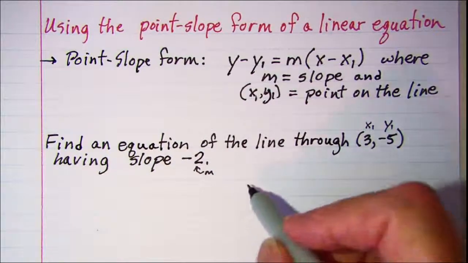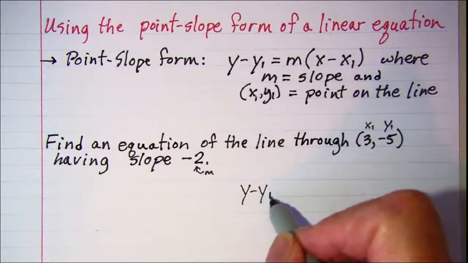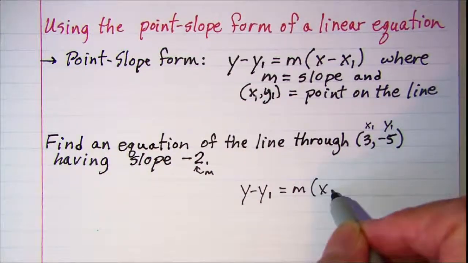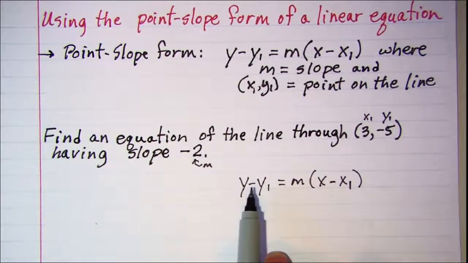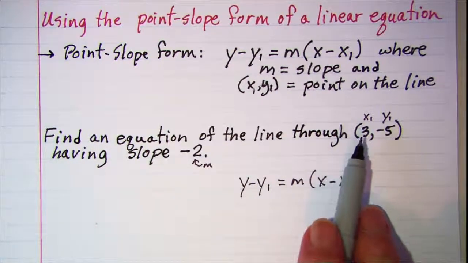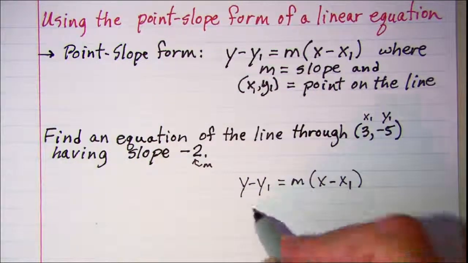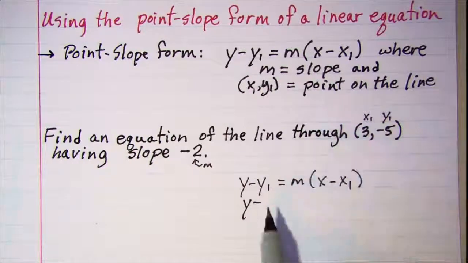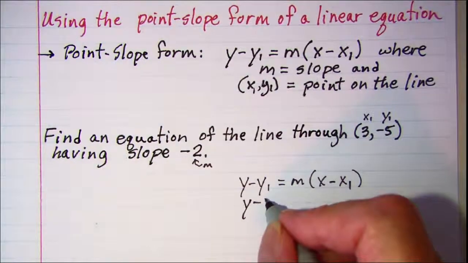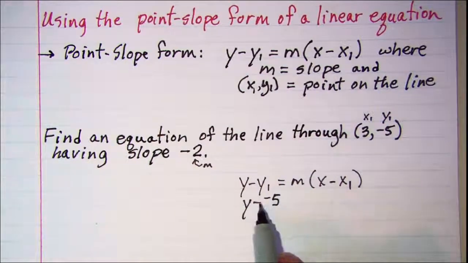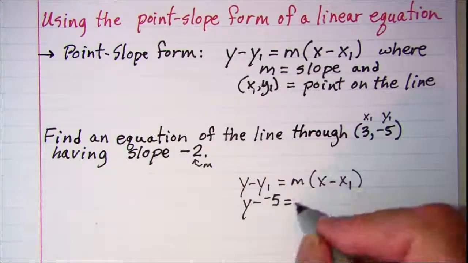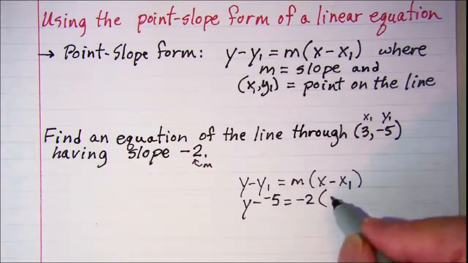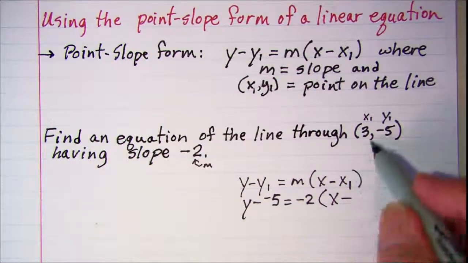So our point-slope form, again, is y minus y1 equals m times x minus x1. And all we need to do now is sub in values for each of these variables that are given. So let's write here from the left. We have y minus, and then y1 is -5. Be sure to put the subtraction sign and the sign on the number, -5, equals, and then my m is -2 times the quantity x minus, and then x1 is 3.